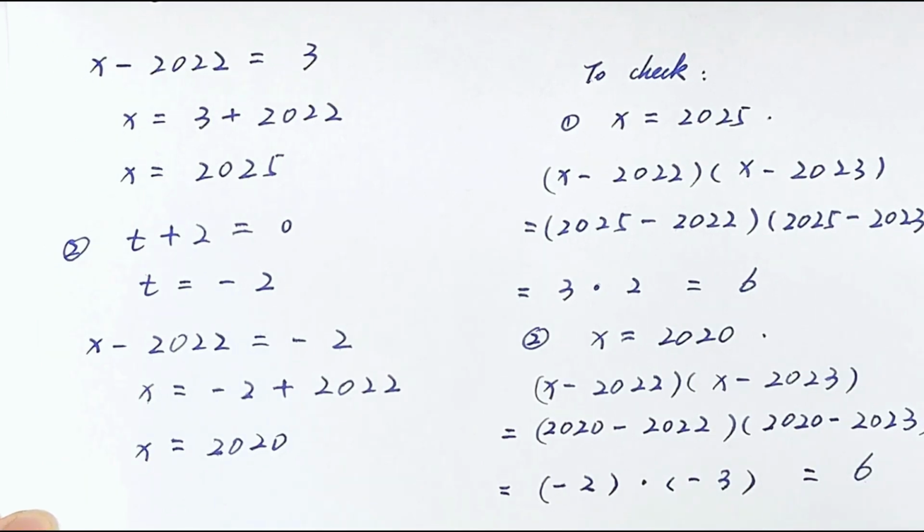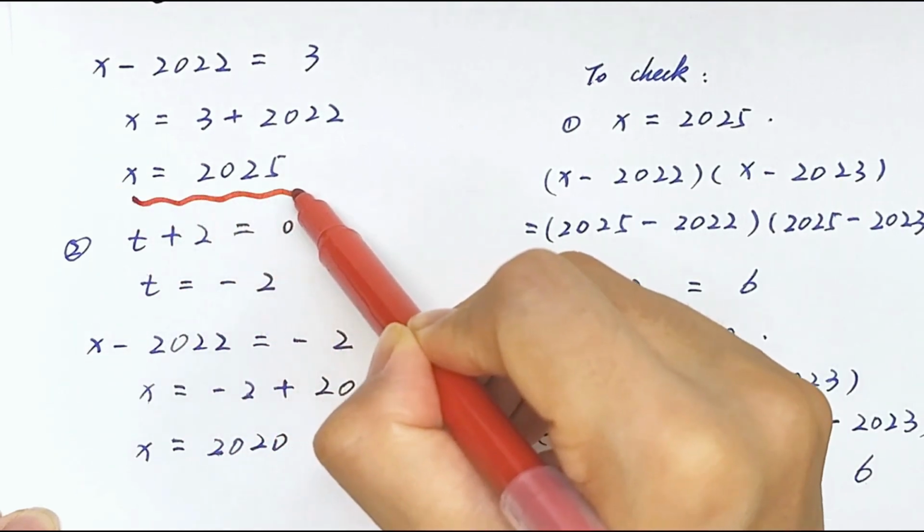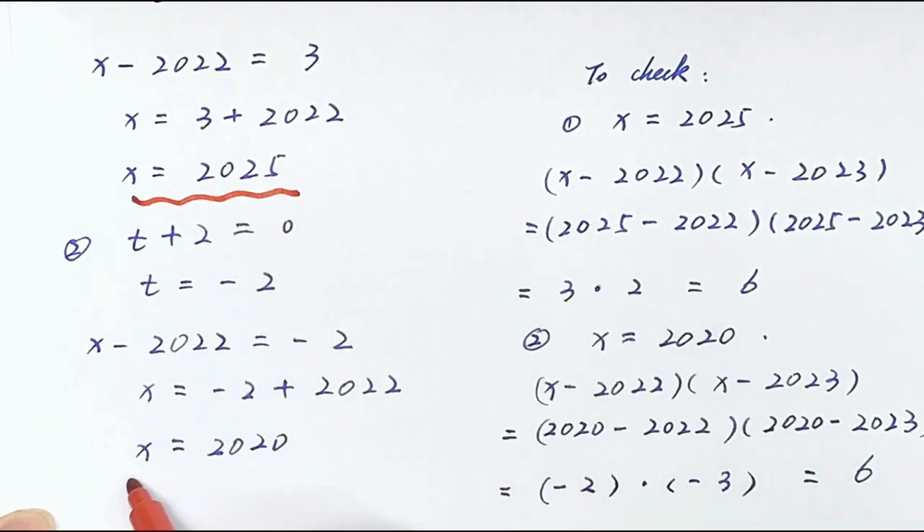So the value of x equals 2025 or x equals 2020.